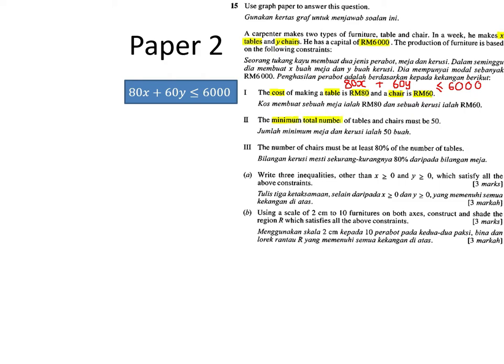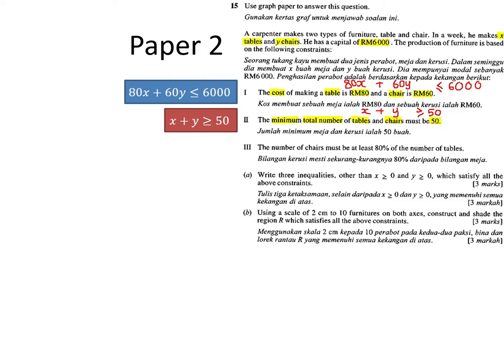Minimum. This time the question doesn't ask for the cost. The question asks for the number, so we can directly use the X and Y. Total number of tables and chairs must be more than or equal to 50. Okay, why more than or equal to 50? Because of the word minimum, right? What am I supposed to write in front? X plus Y. Yes, X plus Y. That will give us the second inequality.